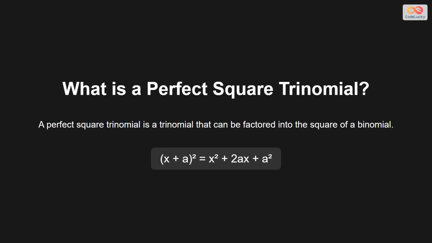First, let's understand what a perfect square trinomial is. It's a special type of trinomial that can be factored into the square of a binomial. For instance, the expression (x + a)² expands to x² + 2ax + a². This resulting trinomial is a perfect square.